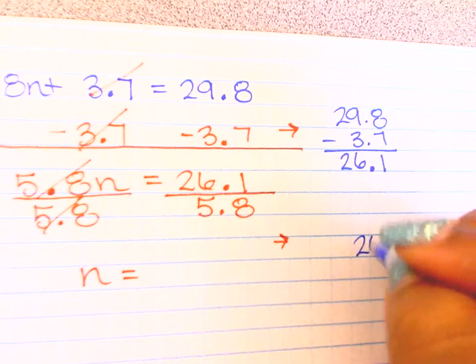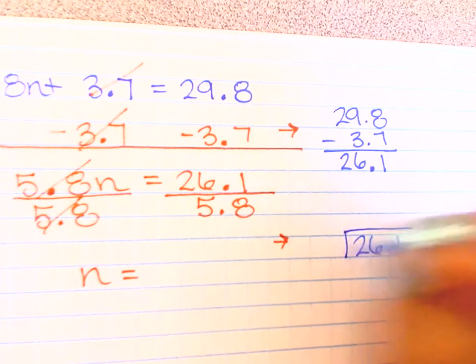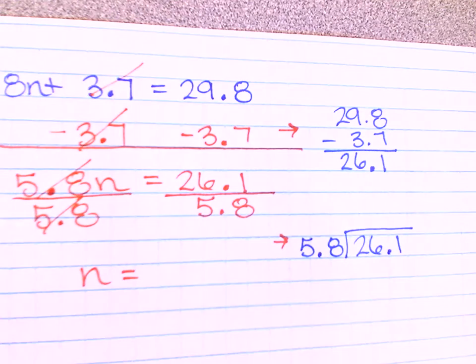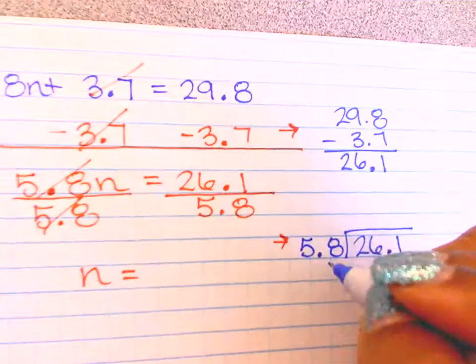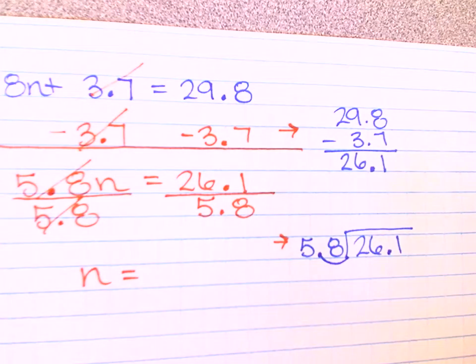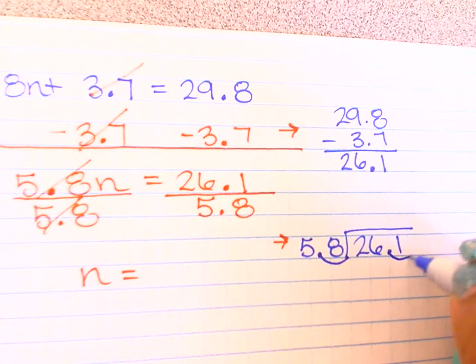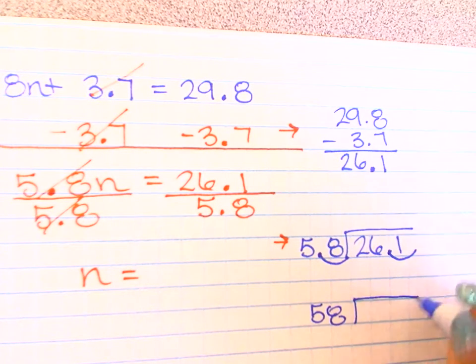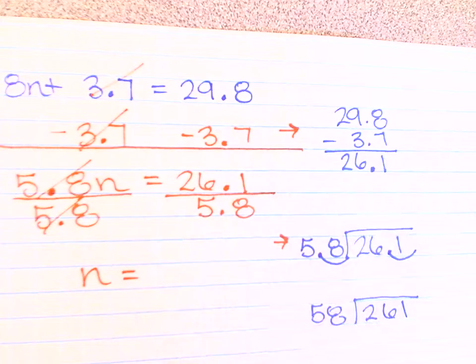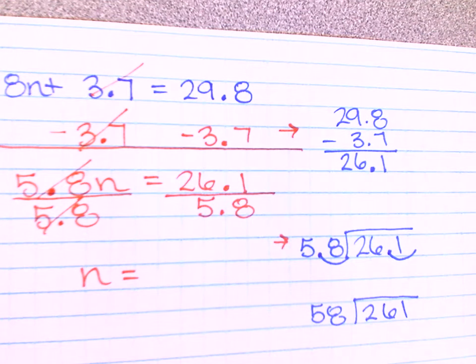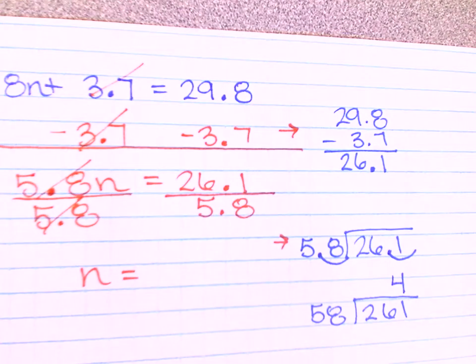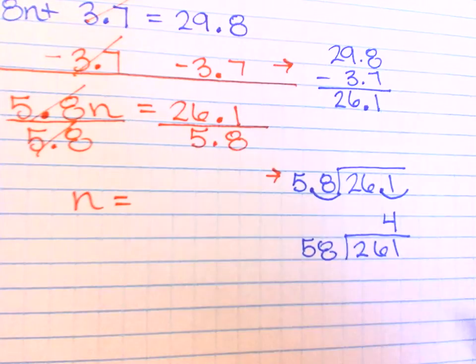So I have 26.1 divided by 5.8. When you have a decimal sign there, you want to move it over to the right one, but what you do to the outside number, you have to do to the inside. So that now becomes 58 divided by 261. 58 goes into 261 about 4 times. 58 times 4 is actually 252.